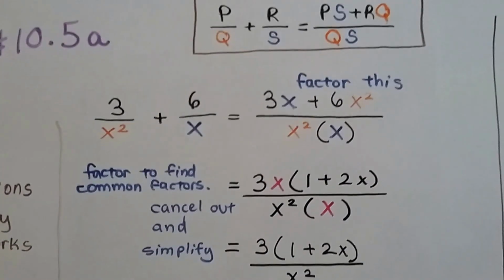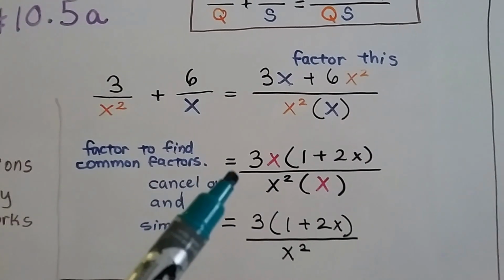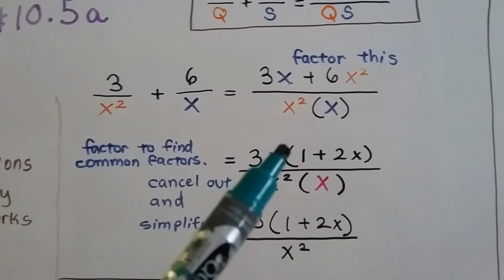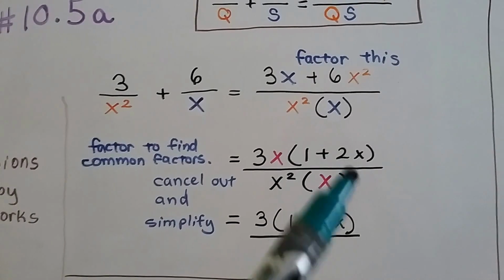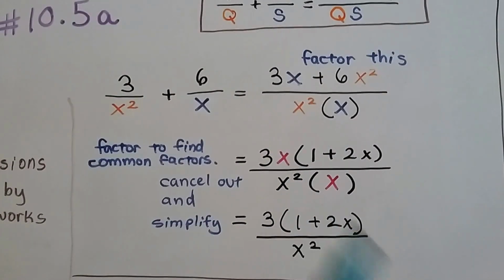That's using our pattern. Now we can factor to find common factors. 3x plus 6x squared can factor out as 3x times 1 plus 2x. And the whole thing is going to be over x squared times x, see?